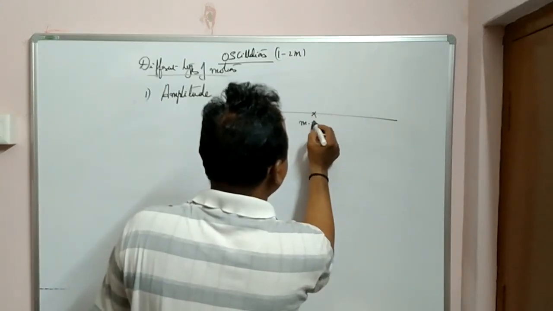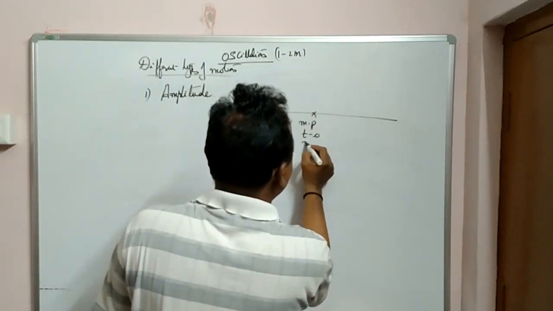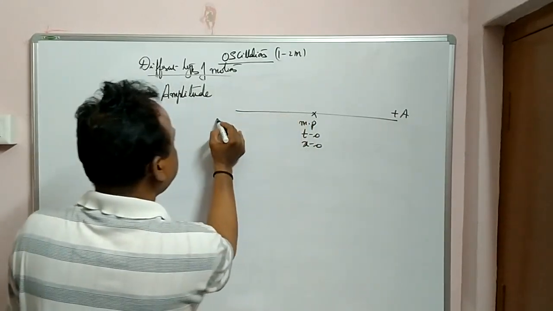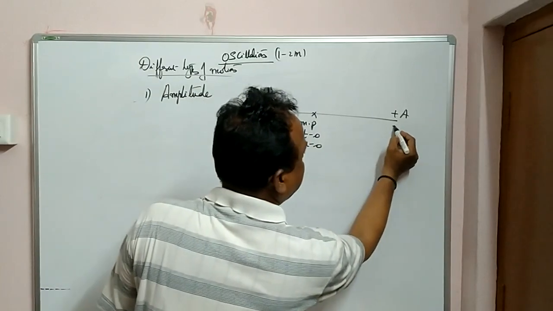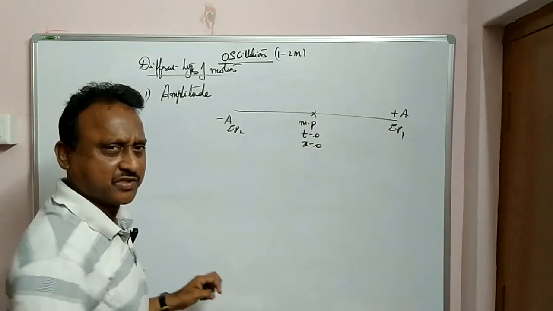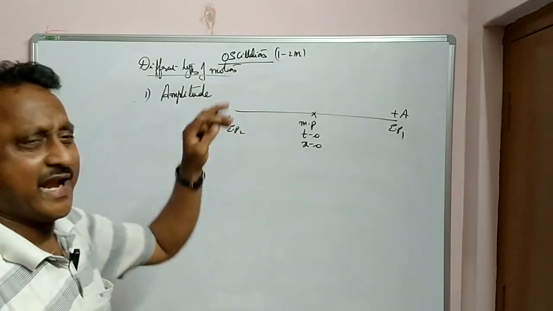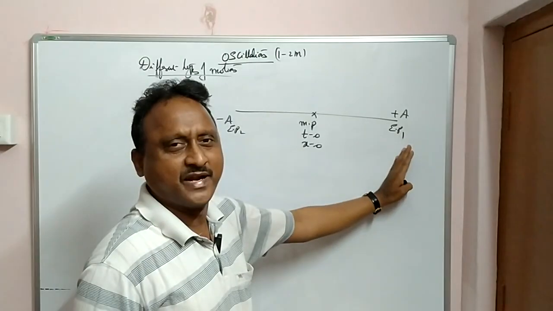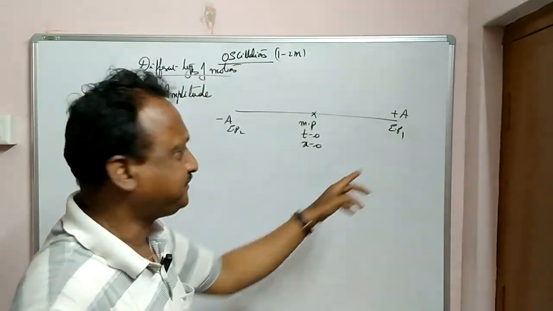This is the main position, that is time t equal to 0, x equal to 0. This is the positive side, extreme position 1. This is the negative side, extreme position 2. Now how can you define amplitude? Amplitude is the maximum displacement of the vibrating particle from the mean position.